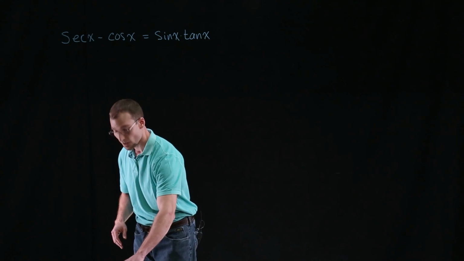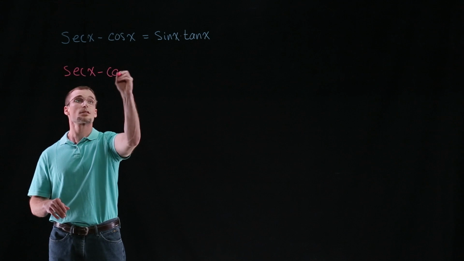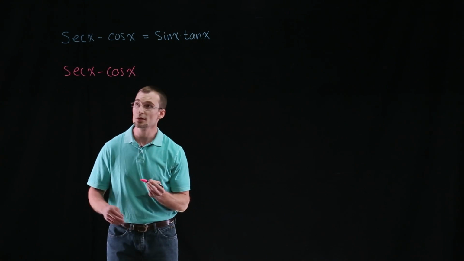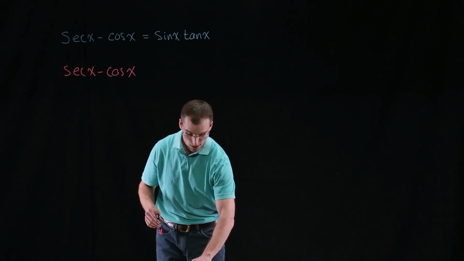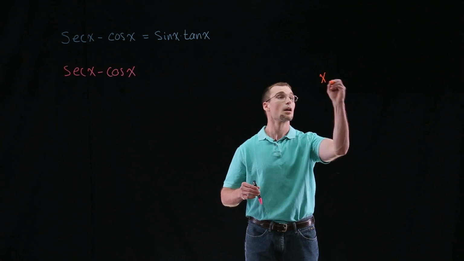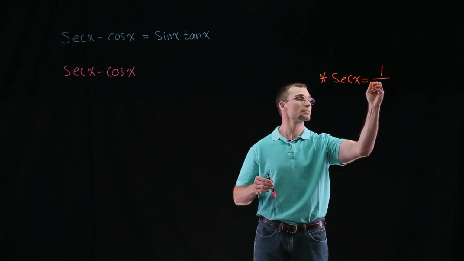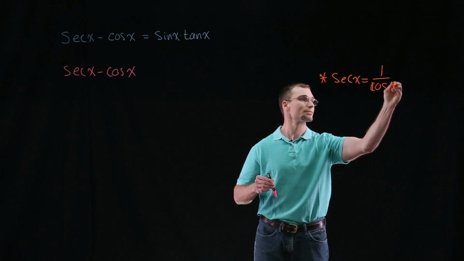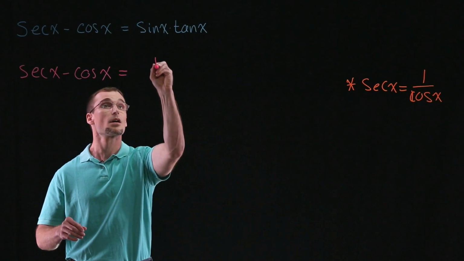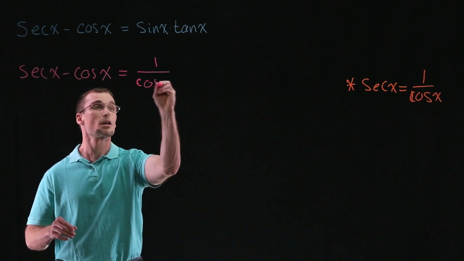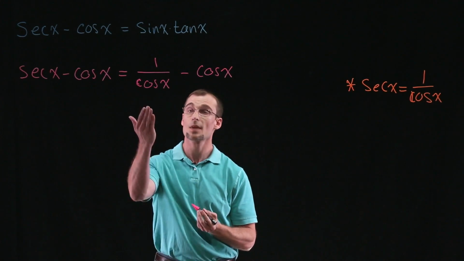So let's get started. We're going to take our left-hand side, secant x minus cosine x, and we want to turn that into sines or cosines. We already have a cosine, so we just have to turn our secant into what we know as 1 over cosine. Secant x is 1 over cosine x. So we make that substitution, leaving us with 1 over cosine x minus cosine x.